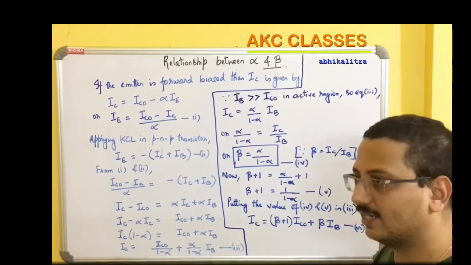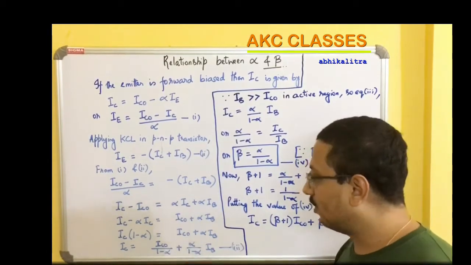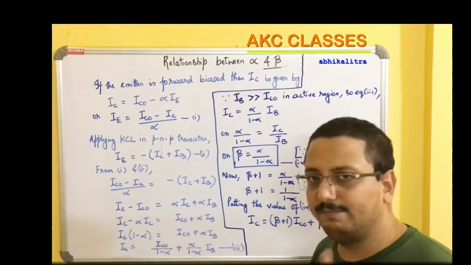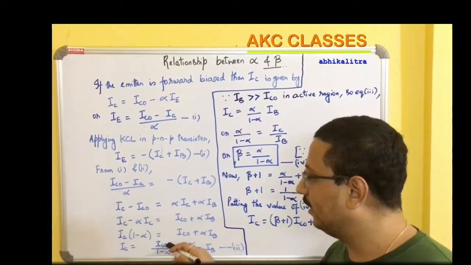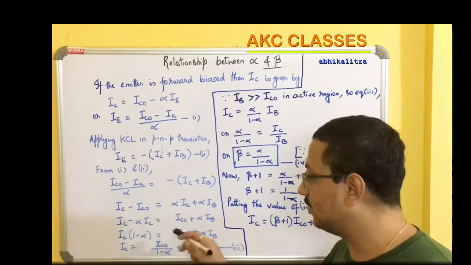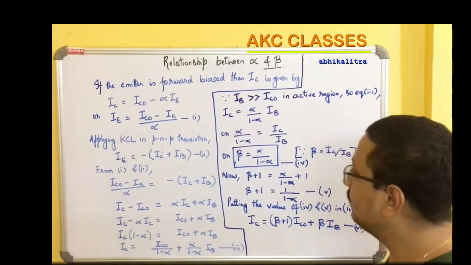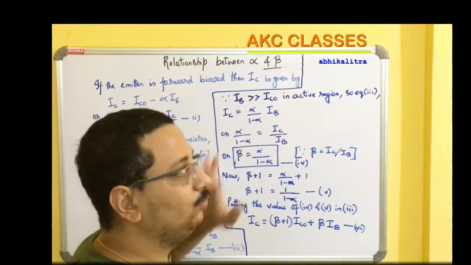IB, which is the base current. Obviously the base current is much more than the reverse saturation current. So obviously the value that we will obtain from this term will be far less than what we will obtain from this term. So we can easily ignore this term, and the remaining term that is left out is with this term only. That is, we have IC is equal to alpha divided by 1 minus alpha into IB.